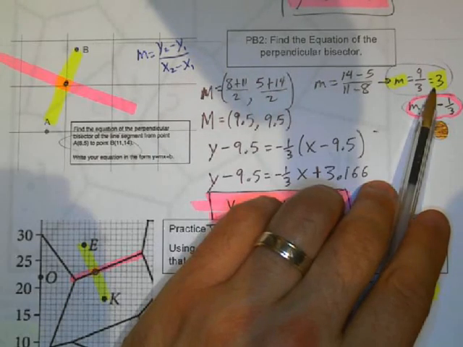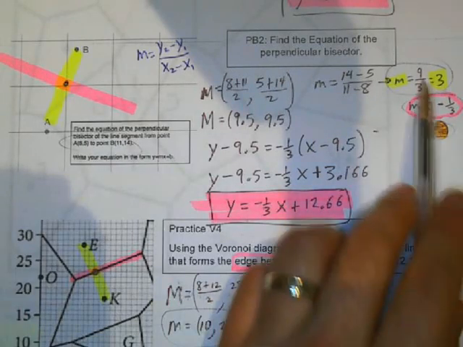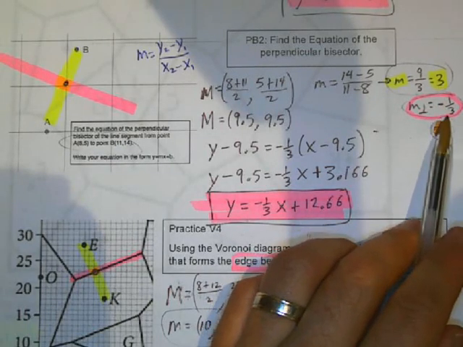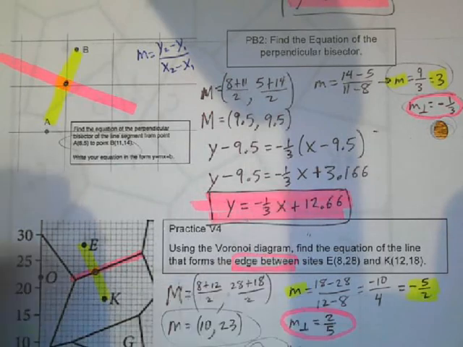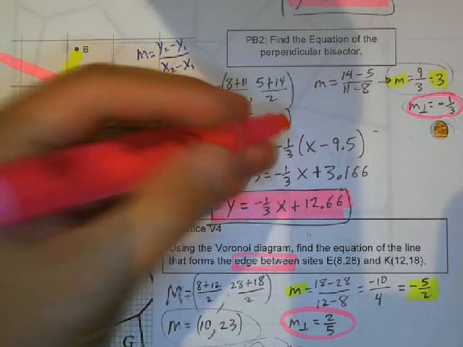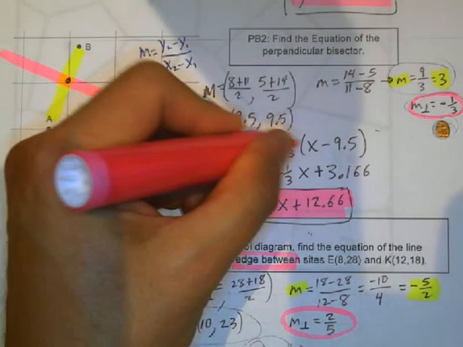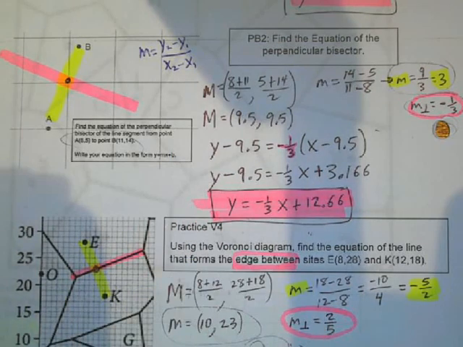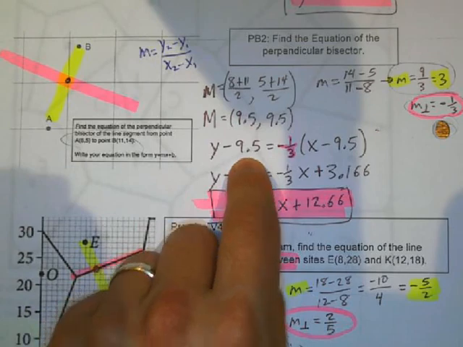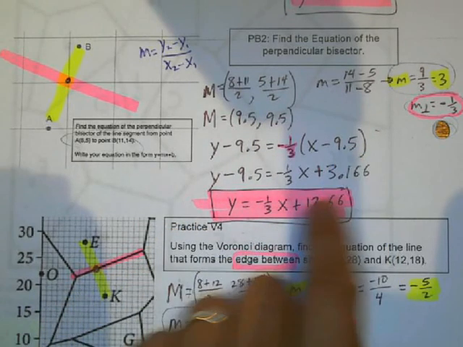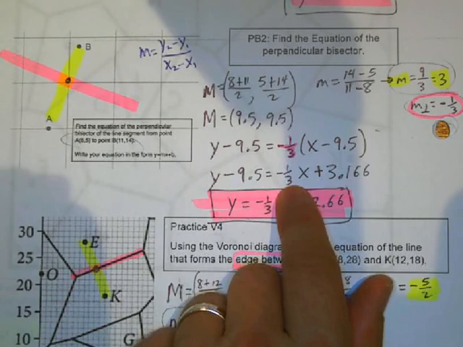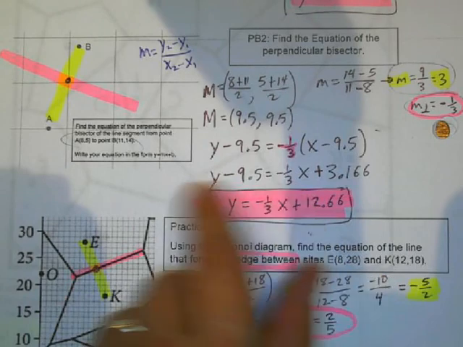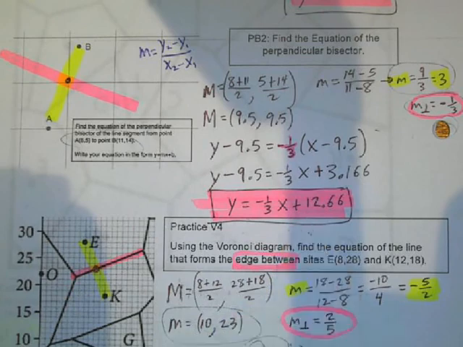3. So the perpendicular slope can have the opposite sign and the reciprocal. So the perpendicular slope is -1/3. All right, so now I put in -1/3 for my slope in our point slope form equation, and for our midpoint I'm going to put the 9.5 in for x, 9.5 in for y. Do distributive property with the -1/3, and then I add 9.5 on both sides. Make sure you copy this down very carefully and check your work.